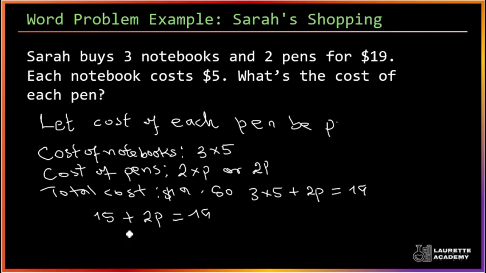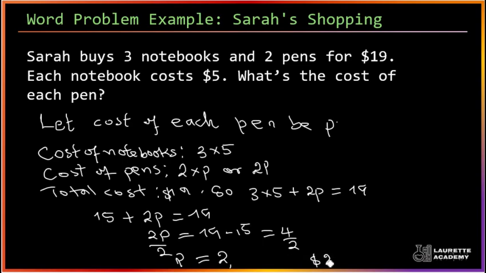We subtract 15 from both sides, and this gives us 2P equals 19 minus 15, which is equal to 4. We divide both sides by 2. We have 2P over 2 is equal to 4 over 2. So P is equal to 2. And so each pen costs $2.